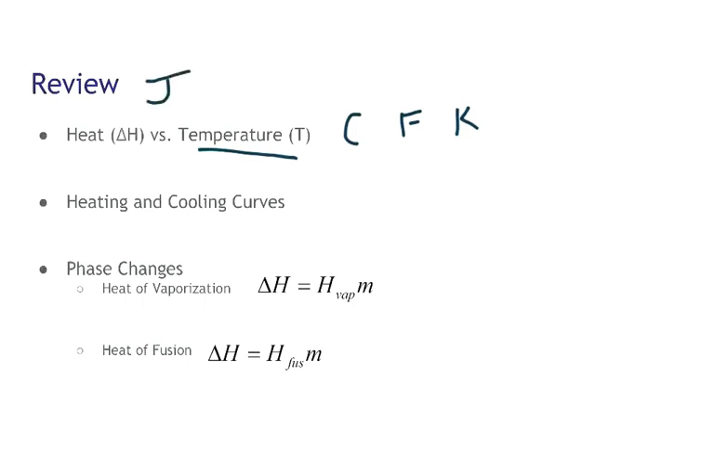All right, you looked at heating and cooling curves, and hopefully we're able to analyze and answer questions about those. And we also talked about phase changes and how to calculate heat involved in those. Remember, heat's always going to be in joules, mass is going to be in grams or kilograms, and the heat of vaporization and fusion are given to you on your reference sheet.